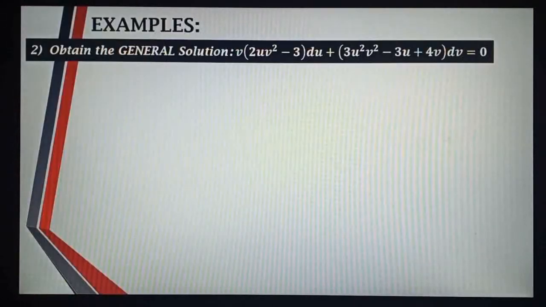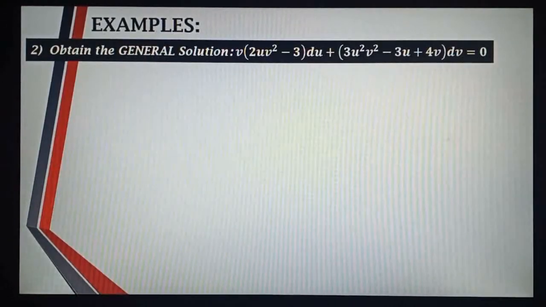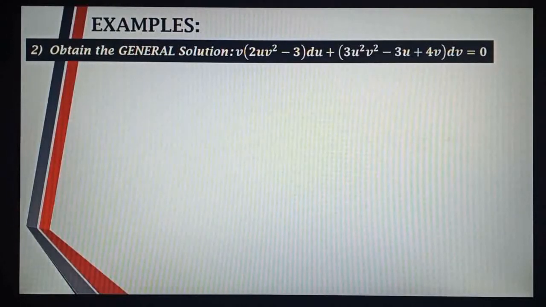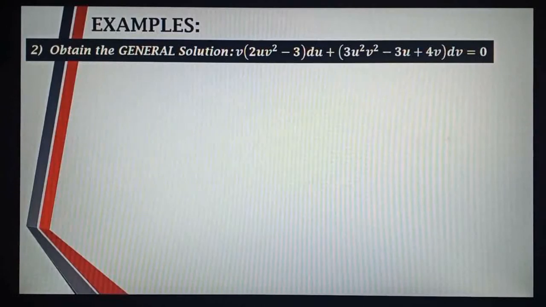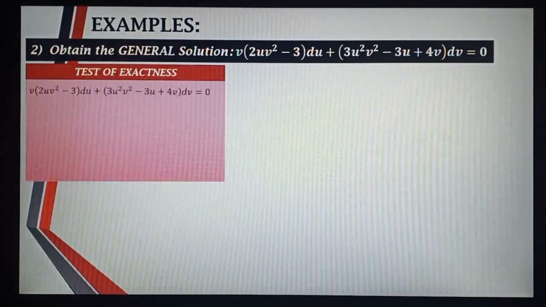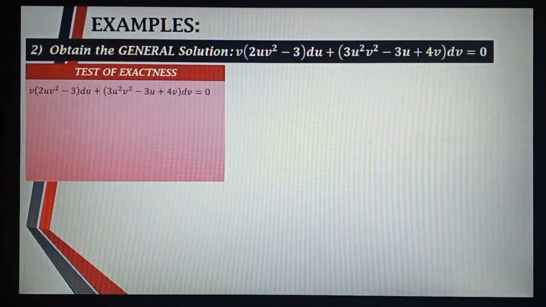Now let's go to example number 2. We have to obtain again the general solution of the given equation v multiplied to 2uv squared minus 3 du plus the quantity of 3u squared v squared minus 3u plus 4v multiplied to dv equated to 0. So we have to perform first the test of exactness. So you were given the equation identifying the M. Our M here is v multiplied to 2uv squared minus 3.